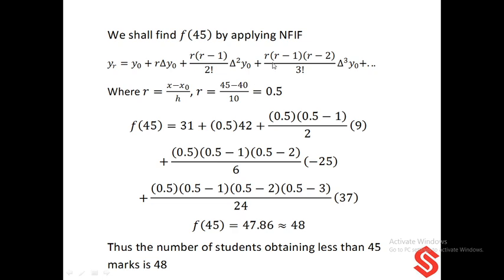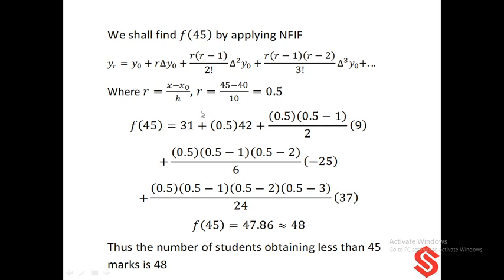Now we have Newton's forward interpolation formula, that is y r is equal to y naught plus r delta y naught plus r into r minus 1 by 2 factorial delta square y naught plus r into r minus 1 into r minus 2 by 3 factorial delta cube y naught, etc., where r is x minus x naught by h. So that is 45 minus 40 by 10, we will get 0.5.